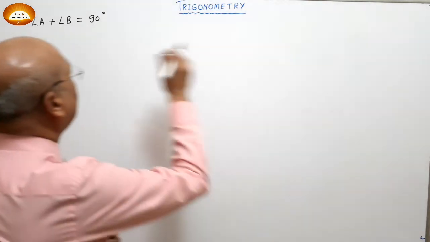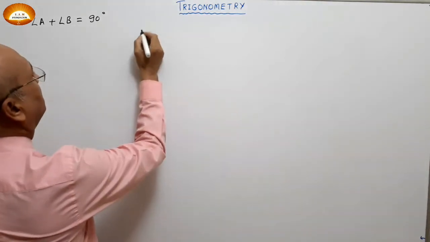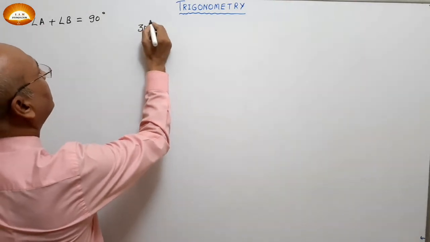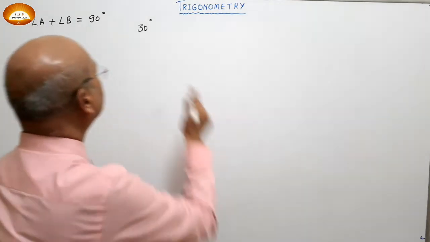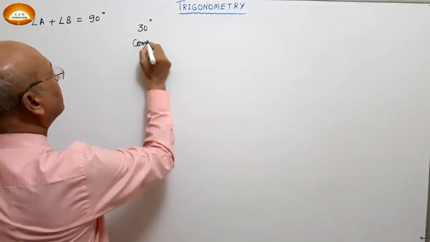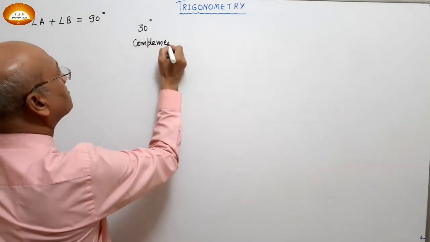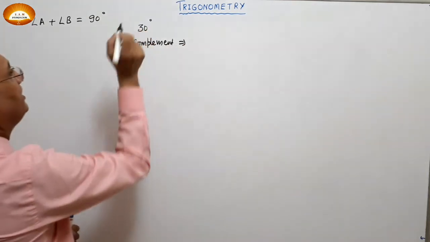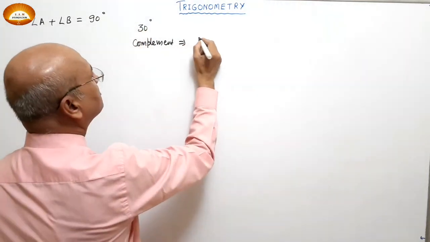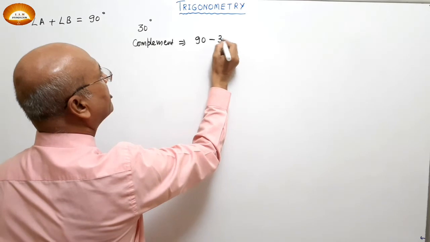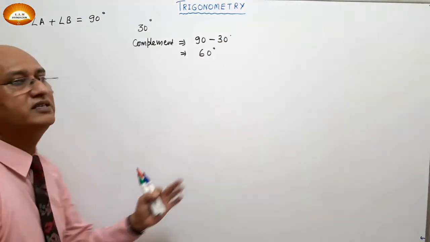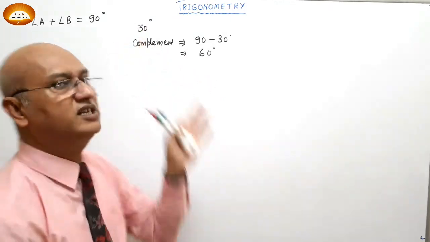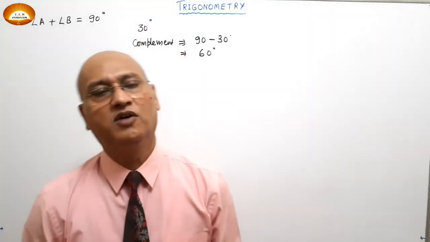See, suppose I have an angle 30 degrees. I have to find the complement of this angle. So how do we find the complement of this angle? We will subtract this angle from 90 degrees. So 90 minus 30 comes to 60 degrees. Now you can see it's very clear: 60 plus 30 is 90. So they are complementary angles.